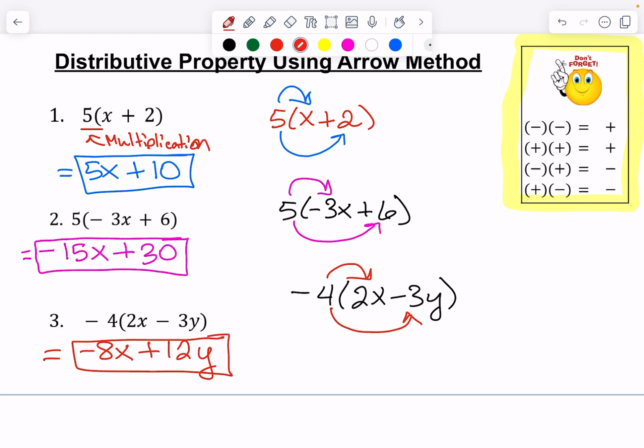x's and y's are different variables, so they're not like terms and we cannot combine them. So negative 8x plus 12y is our final answer.